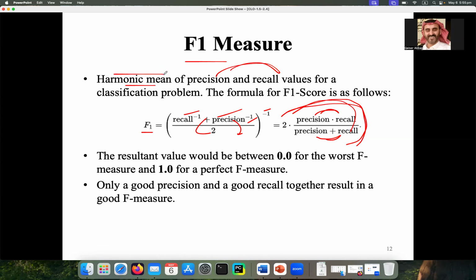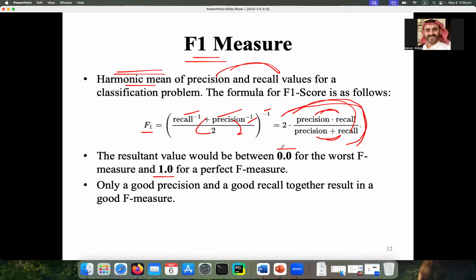For example, you have arithmetic series in mathematics, geometric series, and harmonic series is also one thing. You can study the harmonic series, but that is not necessary here. If you want to study it, you can and then you will understand. The value of the F measure can be between 0 and 1.